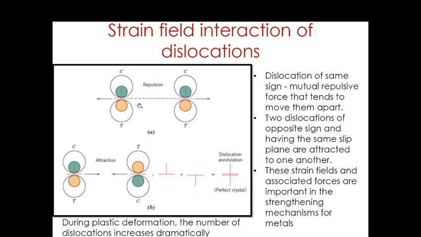Consider here two dislocations on the same plane of the same sign, so you can see repulsive forces are observed. Whereas in this particular figure, two dislocations of the opposite sign attract each other, and when they attract each other, they combine and form a perfect crystal. That means dislocation annihilation occurs. The two extra half planes of atoms combine together and form one plane. So dislocation annihilation means dislocation density decreases.